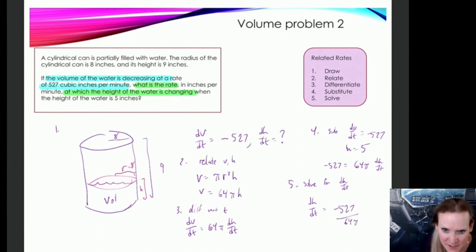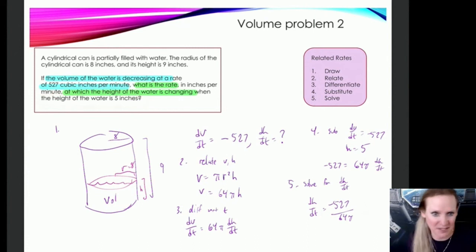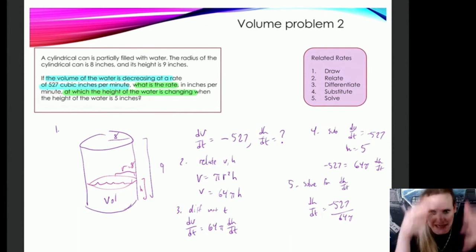I think another common mistake is to not have pi in the bottom. The arithmetic in this problem was a bit simpler than the previous problem because the radius was always the same. H is 5 because, look, when the height of the water is 5 inches, it ends up being irrelevant because the shape of the can doesn't depend on the height.